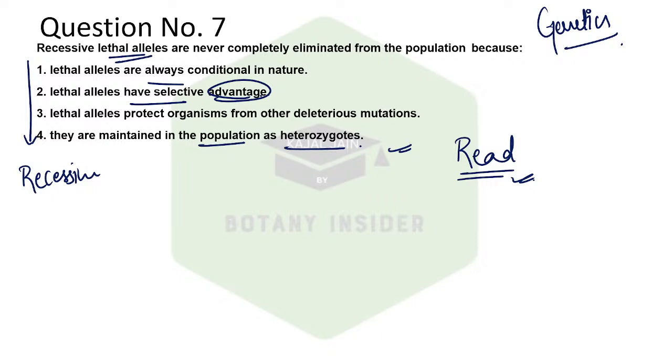Very good, very good. Excellent. Everyone, give it a try to the question. It's very, very easy. Question is, why do recessive lethal alleles never get completely eliminated from the population? Very easy question. Mark it. 12 of you are there. I want all of you to mark the answer.